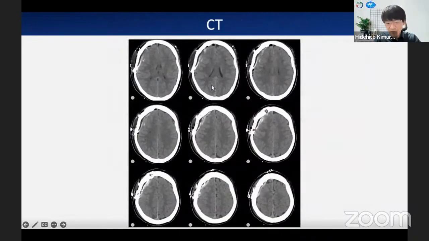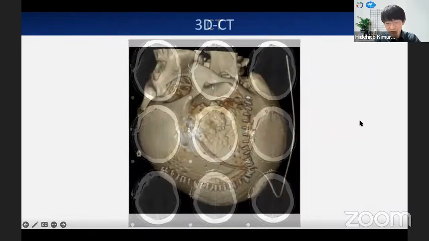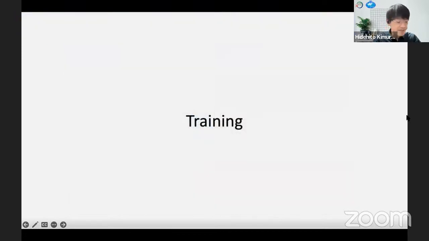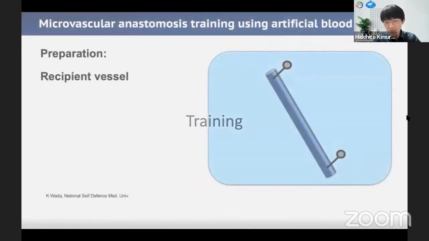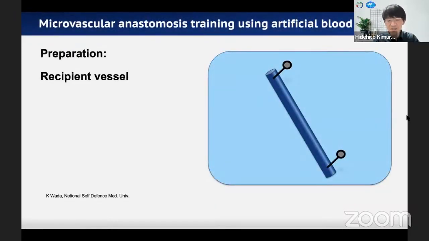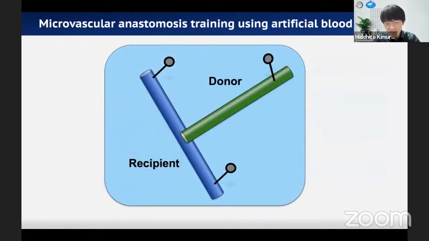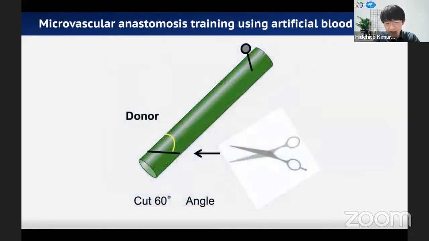Of course, both post-operative, no hemorrhage, no infarction occurred to the patient, and both bypass grafts were patent. In training, in your institute, you can perform the training bypass surgery. If you have the chance to have the artificial vessel, you should place the artificial vessel like this, and the donor artery can be placed like this.